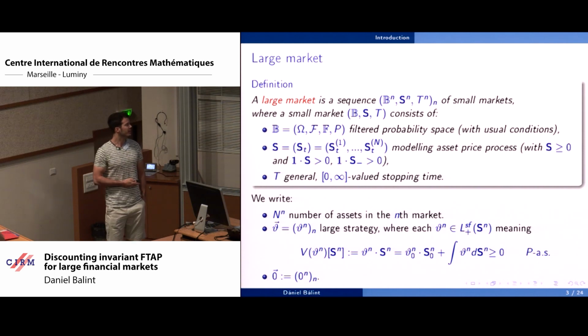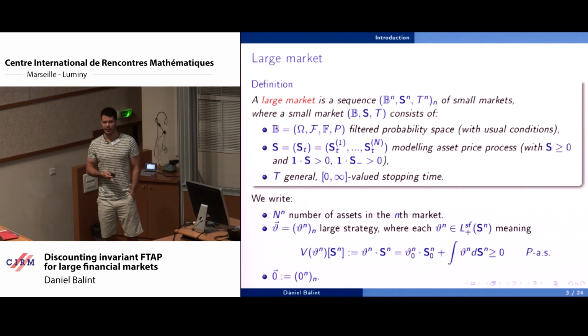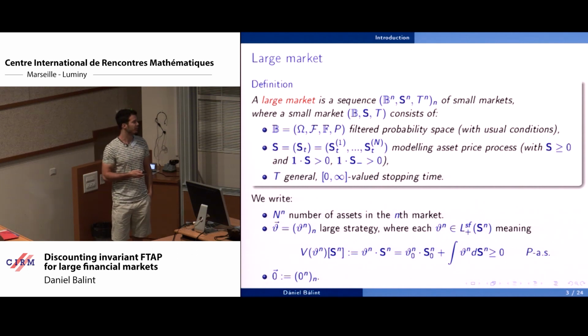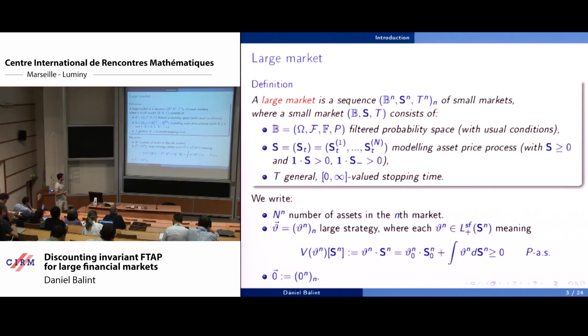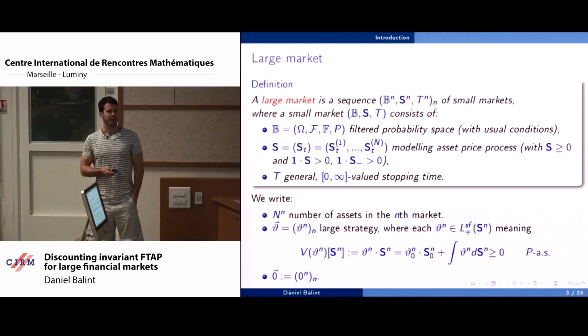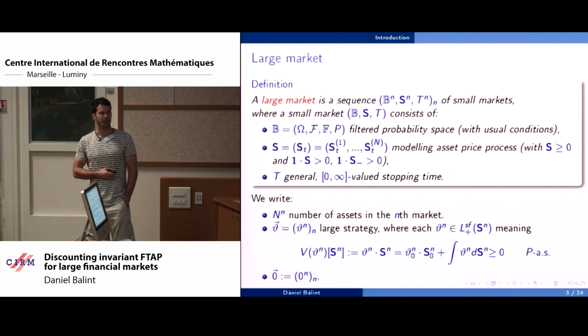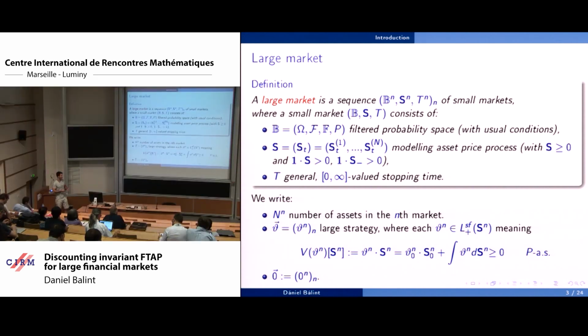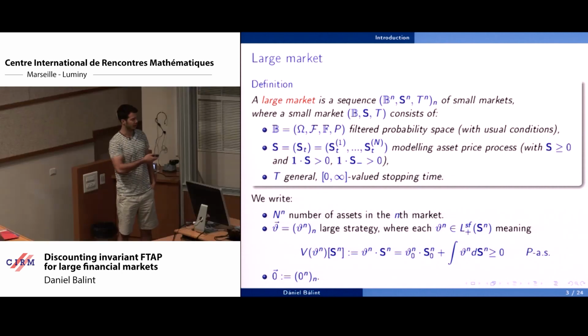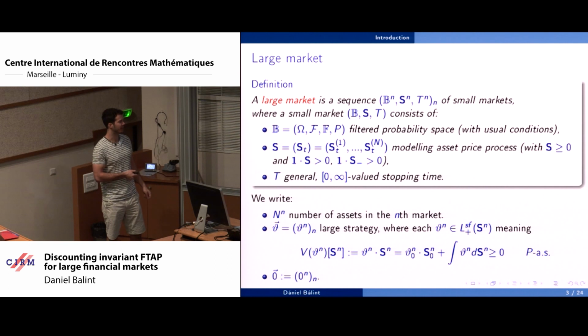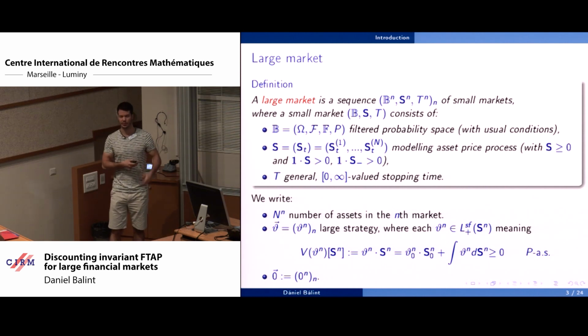Okay, so some additional notation. N denotes the number of assets in the nth market, so it can very well vary over the sequence of small markets. It can in fact converge to infinity, which is a typical application. Then we consider large strategies as a sequence of small market strategies where each component should be in some adequate set of strategies. By adequate set here we mean that it's self-financing, a condition also presented yesterday in a talk by Martin Schweitzer, and we also require admissibility. And finally, we simply write zero arrow for the large zero strategy, which is zero in each component.